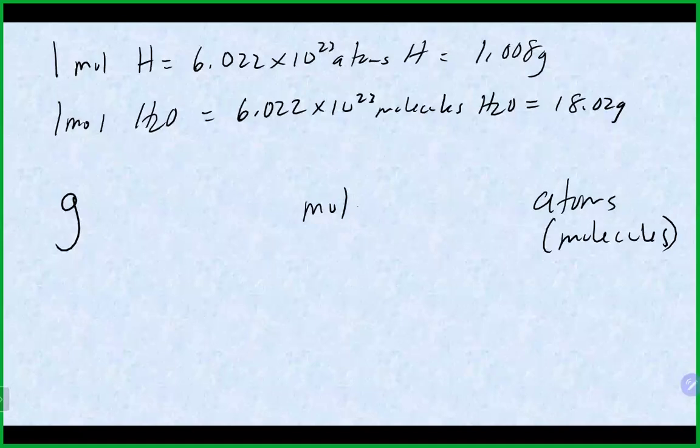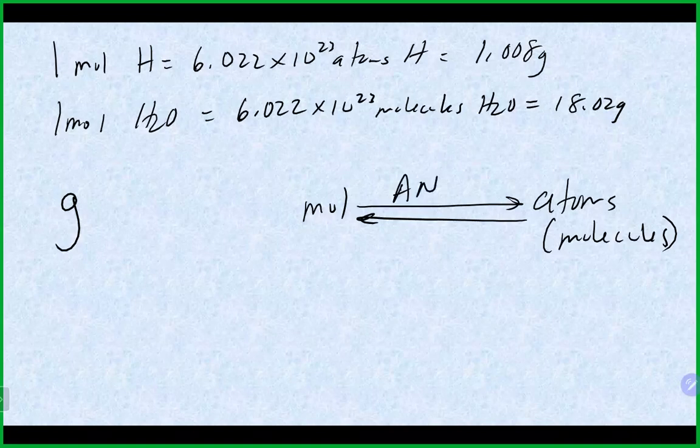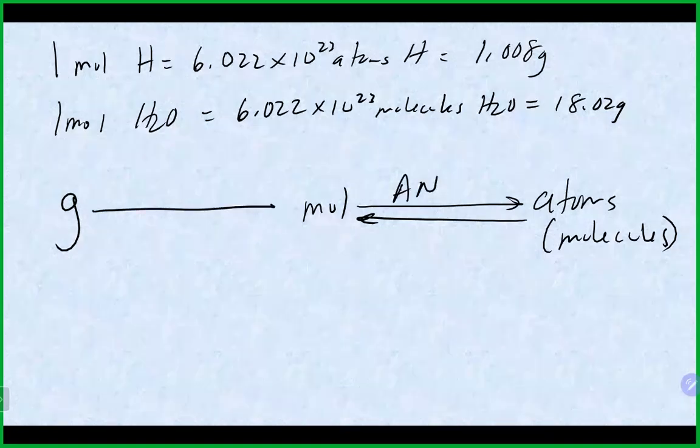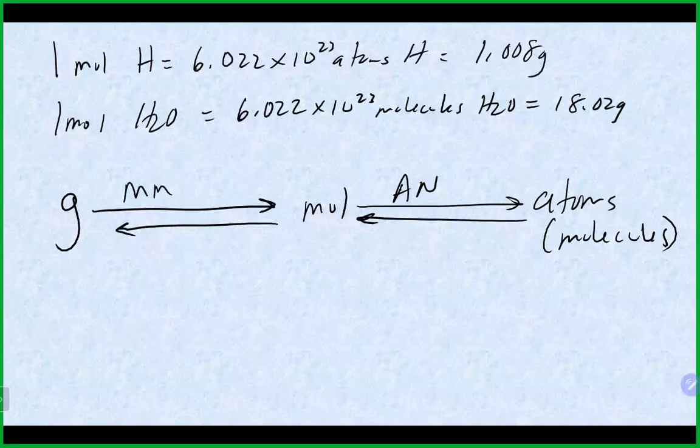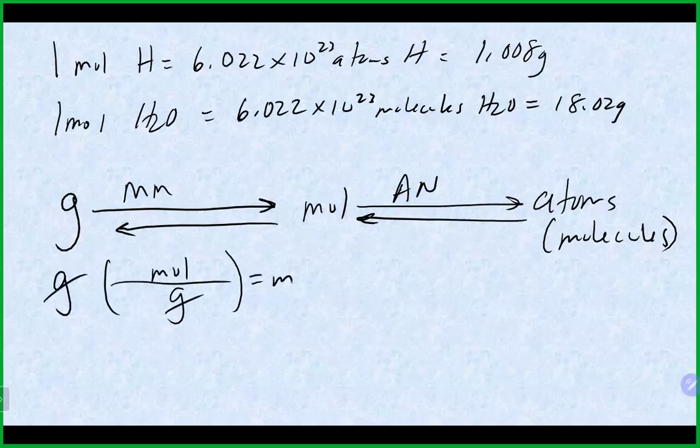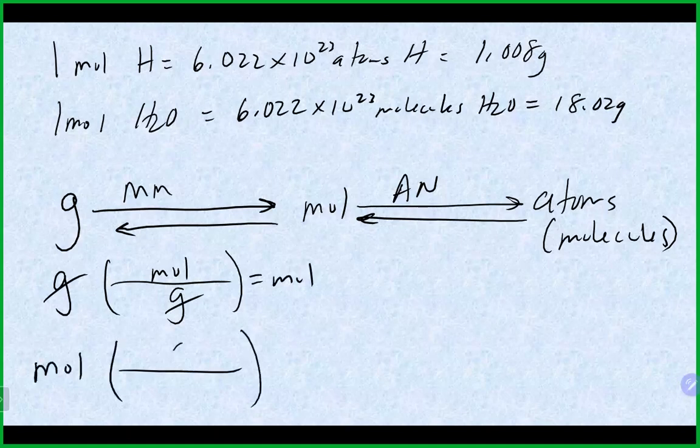Again, if you're going from moles to atoms or atoms back to moles, that's going to be Avogadro's number that you need to use. If you have grams and you want moles, or moles and you want grams, that is the molar mass, again, from the periodic table that you would use. If you have grams and you want moles, you would divide by the molar mass. That way grams will cancel, giving you moles. If you have moles and you want grams, you would multiply by the molar mass, doing a little dimensional analysis, and that will give you grams.